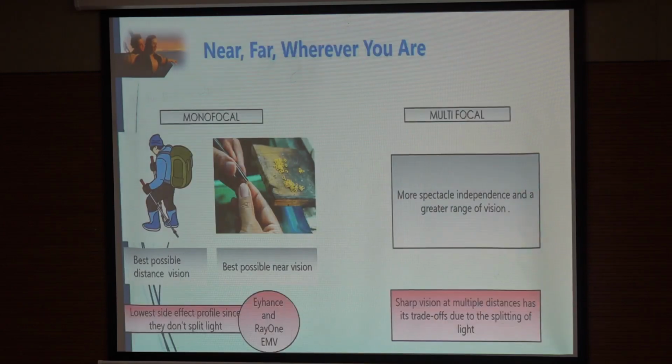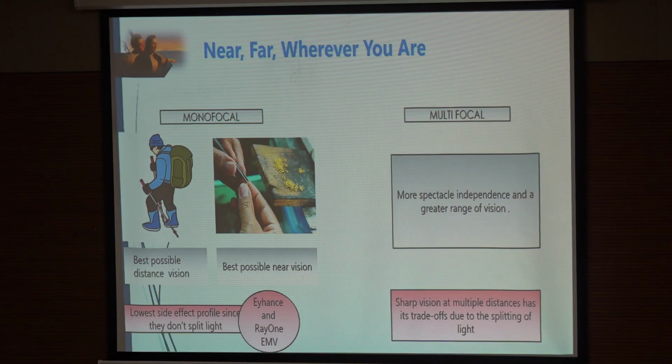Moving on, just quoting Celine Dion's song, near, far, wherever you are. For a great range of vision, we have the monofocal and the multifocal. Monofocal IOLs are usually focused on the best possible distance vision or the best possible near vision. For example, if your patient is a hiker, he needs a better distance vision as compared to near vision, so we can have a monofocal distance vision IOL for him. If he is a goldsmith and has more near work to be done, then we can always implant that near vision monofocal IOL.